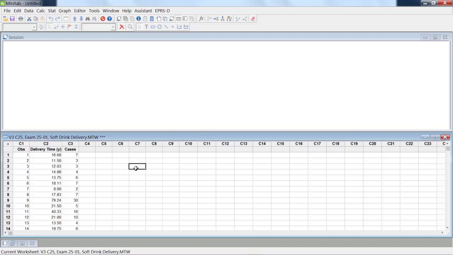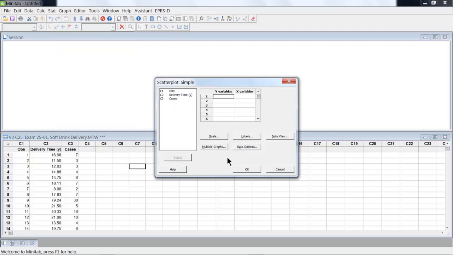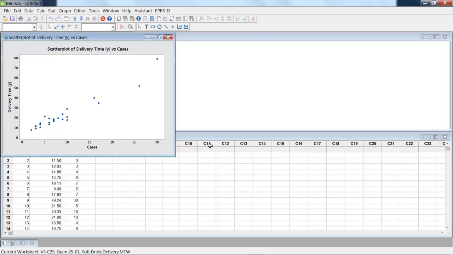What we're going to do now is look at how we can examine the relationship between delivery and cases. This is example 25-01 in IEEE volume 3. So we want to see if there's a relationship. One of the things that we can do is go in and do a graph, scatter plot. Our y variables are delivery time and the number of cases. If we click OK, then we get a relationship in the form of a scatter plot.